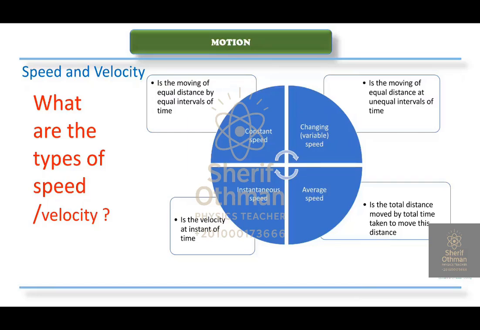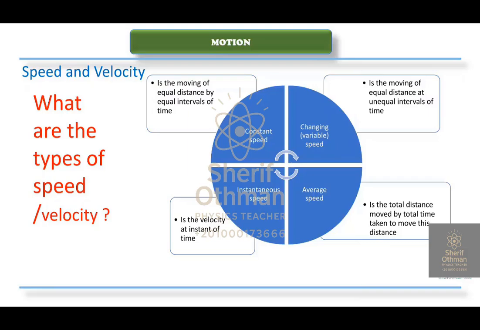So, how do we define changing or variable speed? It's moving equal distance in unequal intervals of time, or we have another definition, which is moving unequal distance in equal intervals of time. Make one of them constant and change the other variable to be sure that you have changing and different values of speed.